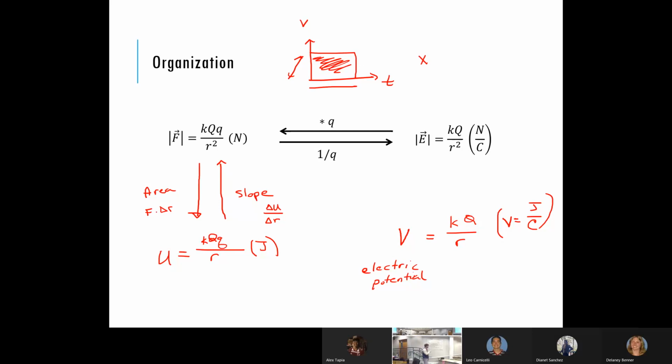Same thing if you have several charges, several source charges. Each one generates its own electric potential. The total electric potential at a field point is the sum of the individual contributions. So superposition is still fine. The upshot is you don't have to worry about vectors. This is a scalar quantity.